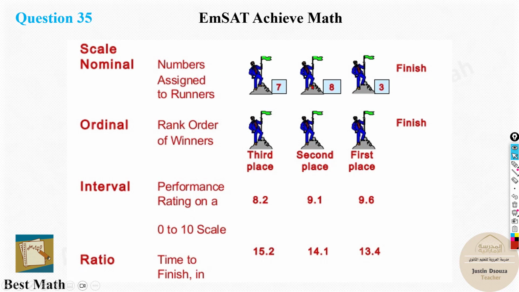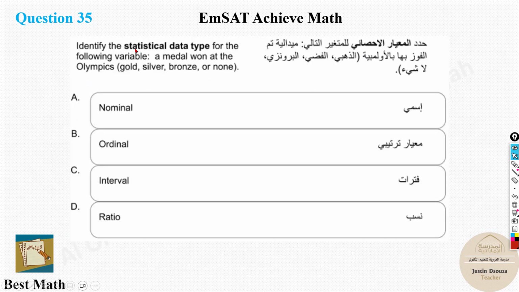Okay, the first one, nominal. Now here, let's see, identify the statistical data type for the following variable: a medal won at the Olympics. A medal won: gold, silver, bronze, or none. You might think, okay, gold is the highest, silver is the second highest. No, whatever value is assigned, that is a later part. It's just a nominal one over here, because if it was first, second, third, that would specify something.